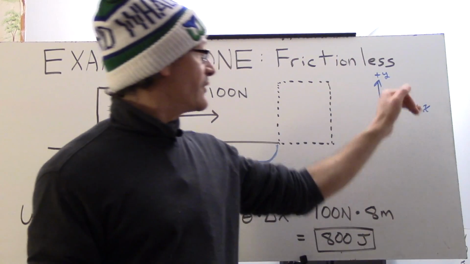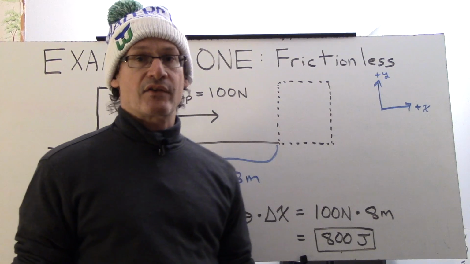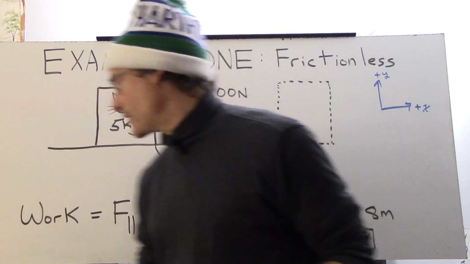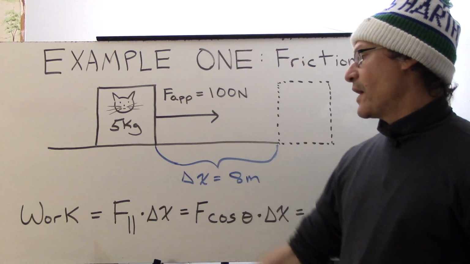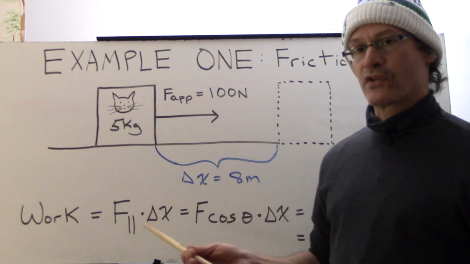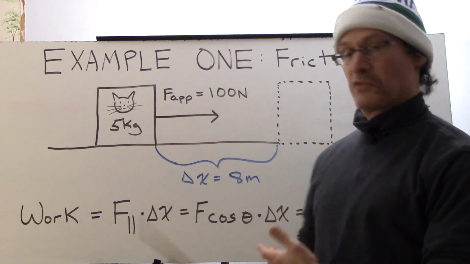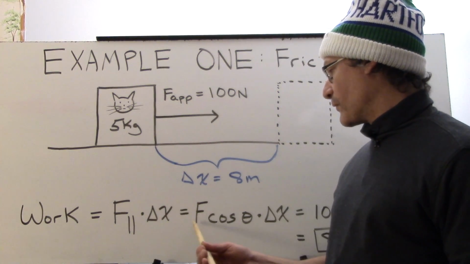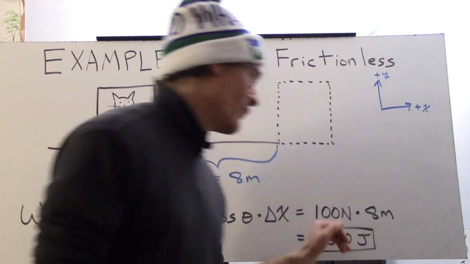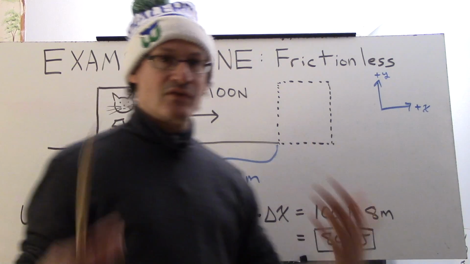The coordinate system we have is as follows: positive x to the right and positive y upwards. Okay, it's a pretty simple calculation here. We've got work equals force parallel times delta x. Now the cosine of 0 degrees, because there's no angle, is 1, so it's just the force times delta x. Very simple. We have that here. 100 newtons times 8 meters gives us 800 joules.